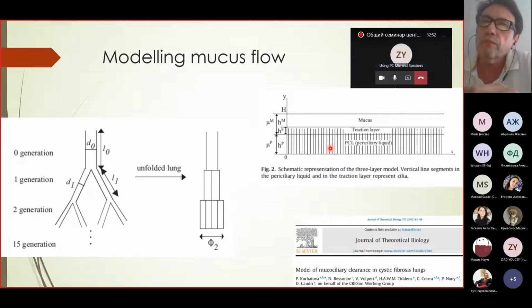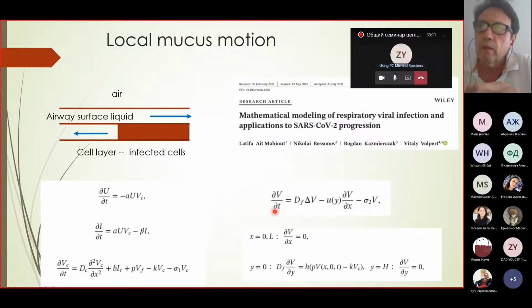Before, we used this mucus flow model for mucoviscidosis, as I mentioned, a very serious genetic disease. Now we will apply this model for viral infections. So let us begin with the first model. I call it local mucus motion. What does this mean? We just consider a small portion, not the whole lung, but a small portion of just one bronchiole.